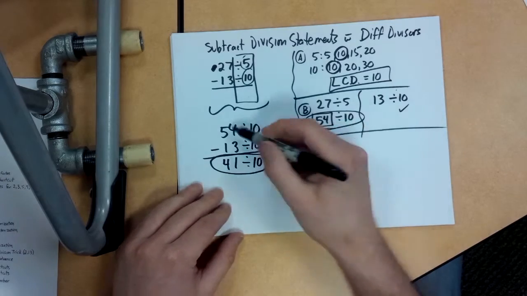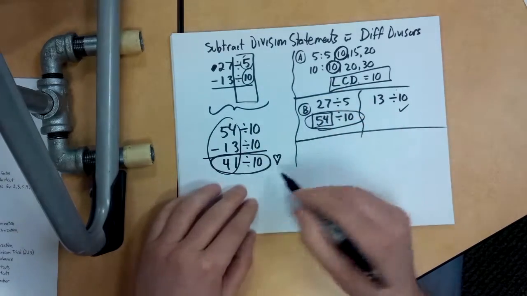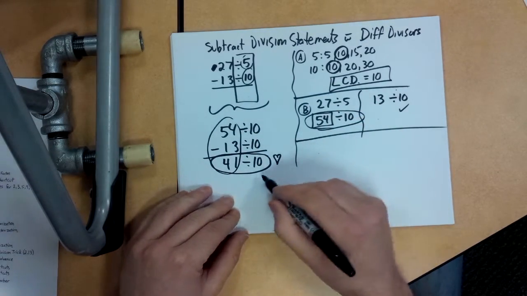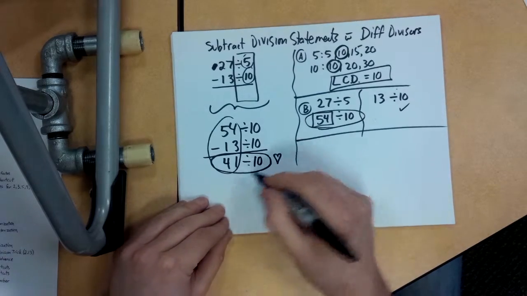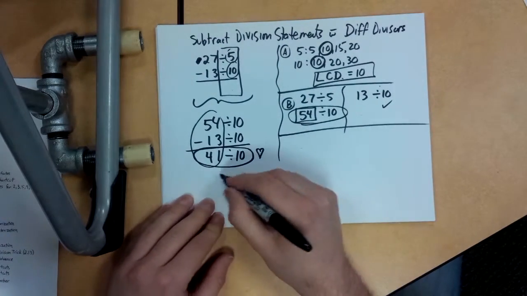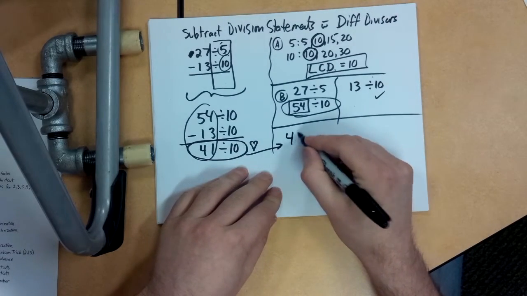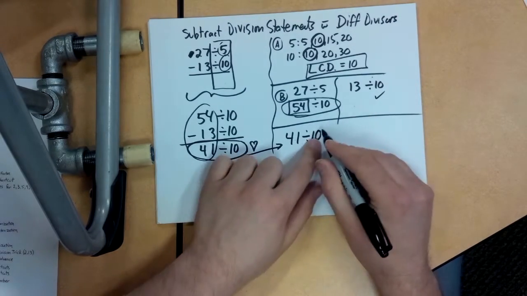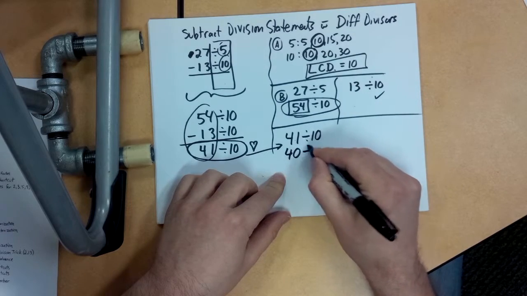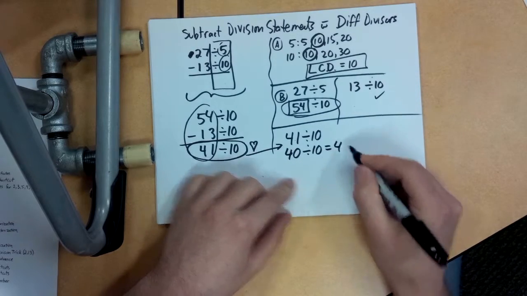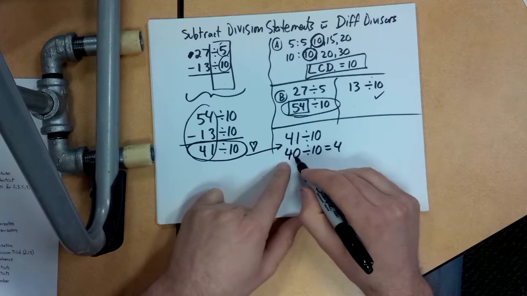Pretty piece of cake. All I really had to do was know how to do that. But now we're going to finish solving that. I'll just do it right here. I'm going to move over here just because there's more space, okay? 41 divided by 10, skip count by 10. I know that 40 divided by 10 is going to give me 4, because 4 times 10 gives me 40.